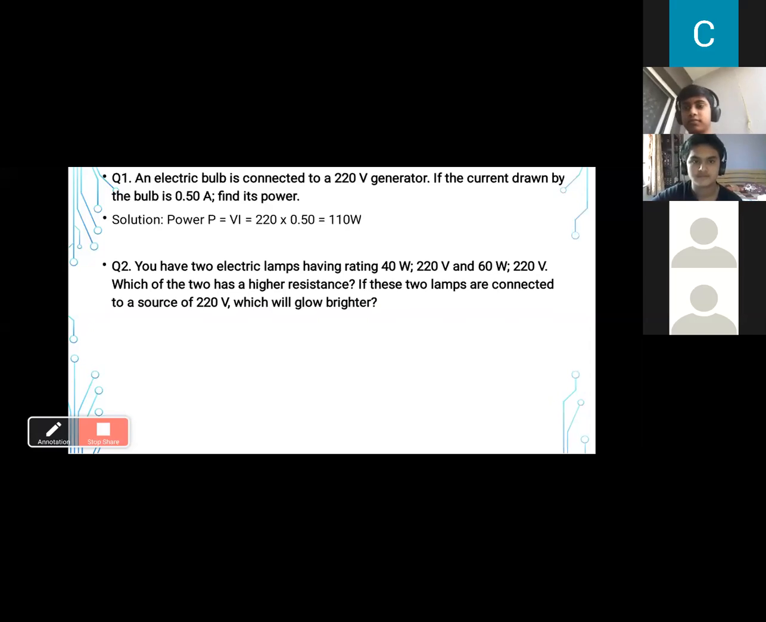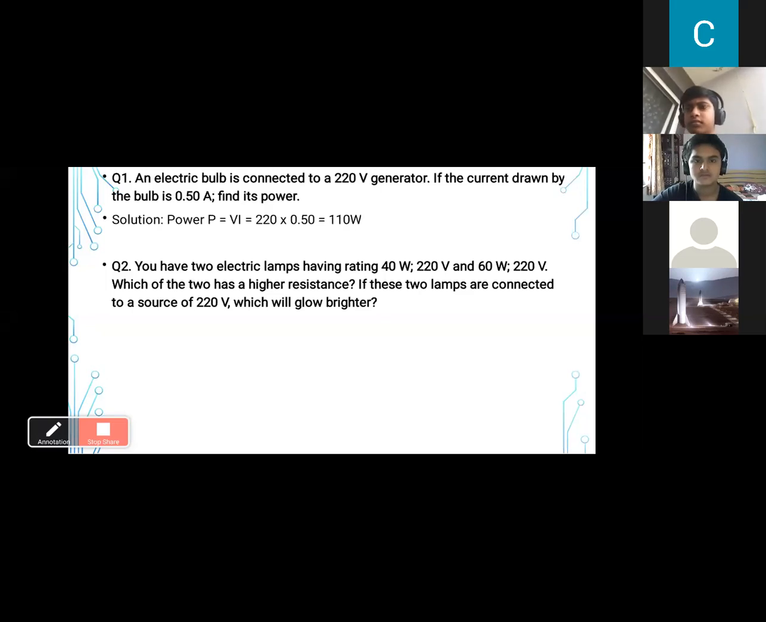Now similarly the next question. You have two electric lamps having a rating of 40 watts, 220 volts and 60 watts, 220 volts. Which of the two has higher resistance? If these two lamps are connected to a source of 220 volts, which will glow brighter? What is given to you for each lamp? For example, lamp A is 40 watts at 220 volts, so power and voltage are given. In the second lamp also power and voltage. The resistance will be higher on the 40 watt bulb and the 60 watt one will glow brighter.